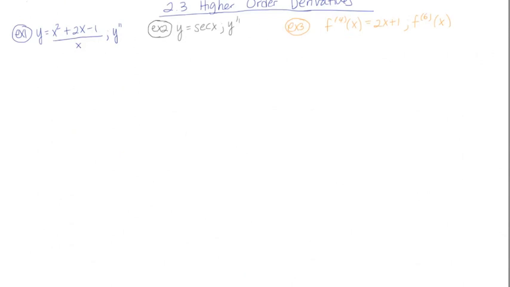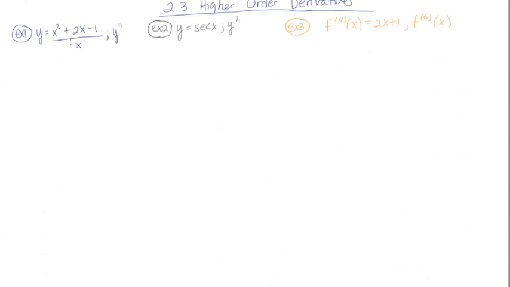Order derivatives, because there are going to be occasions where you're going to need to take a derivative of a derivative. So in our first example, we are given a function and we have to find the second derivative. And I know that because of this notation, y double prime. This means find the second derivative.